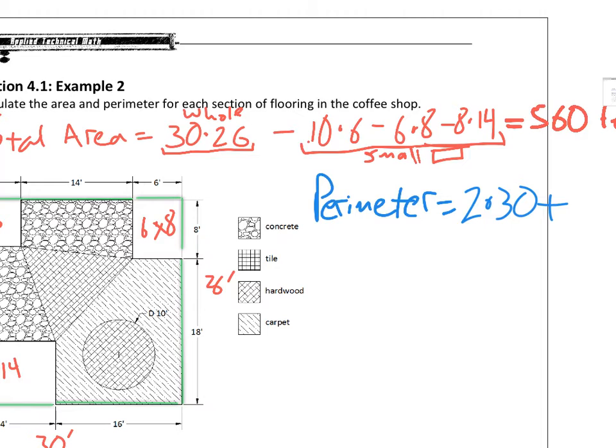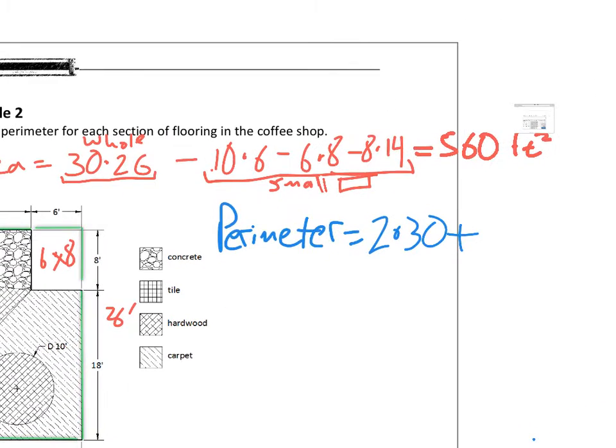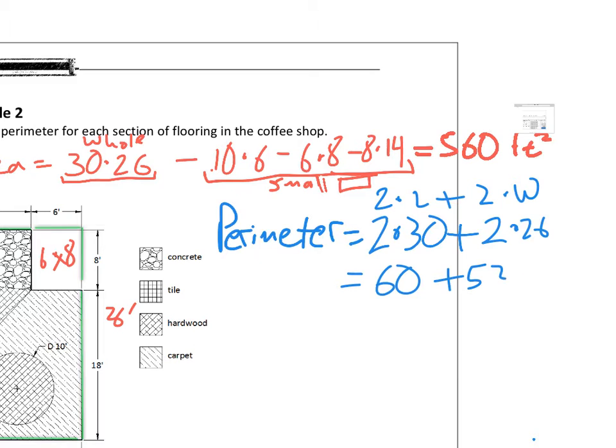And then 2 times, now, I kind of jumped the gun here. In the back of your book, you've got some formulas: 2 times the length plus 2 times the width. So the perimeter is 2 times 30 plus 2 times 26. That's going to be 60 plus 52 equals 112 feet. So if we want to go all the way around it, we need 112 feet.